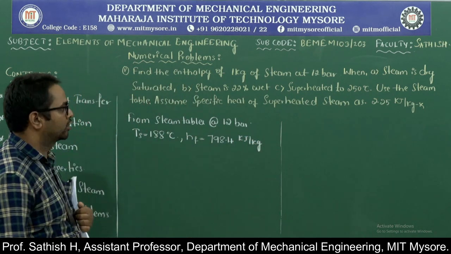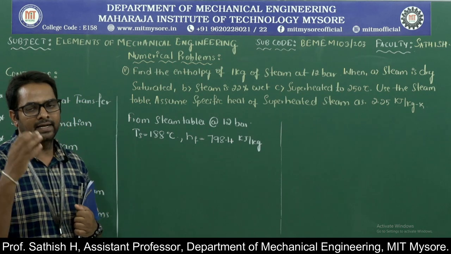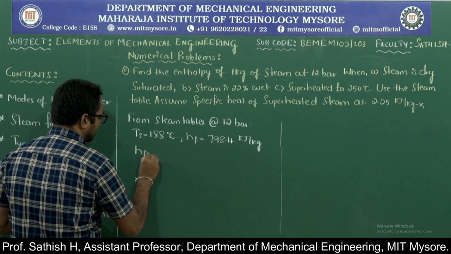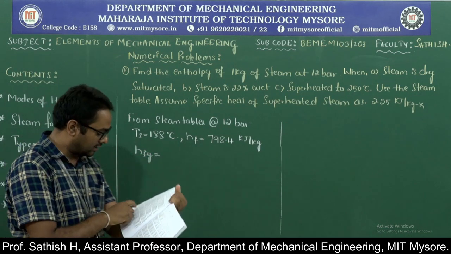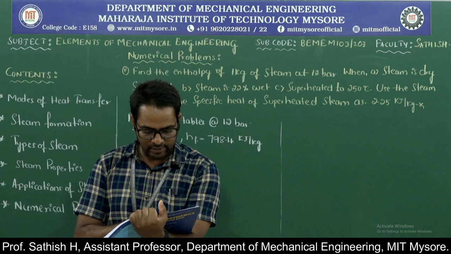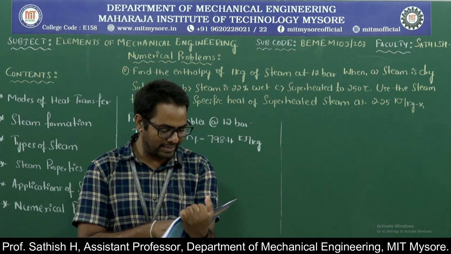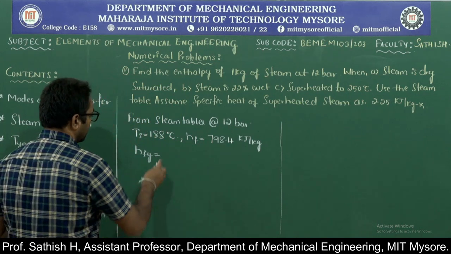And then I also need hfg, the latent heat of evaporation. I am going to note down that value as well. hfg at 12 bar is coming around 1984.3.